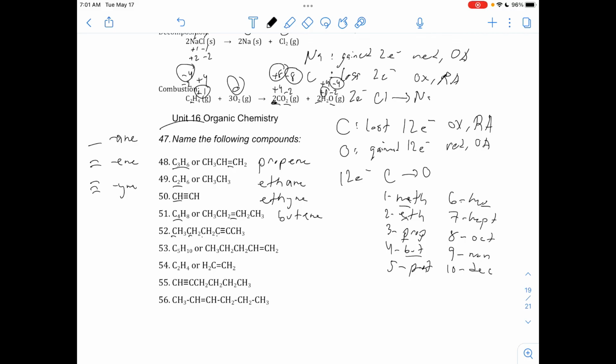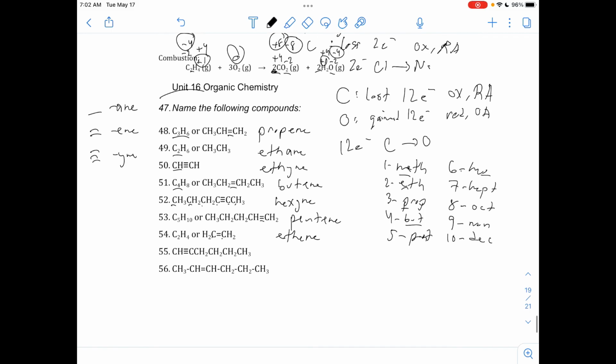Okay, next one is 1, 2, 3, 4, 5, 6, so hex, and then a triple bond is hexyne. Next one is 5 carbons, so pent, and it's a double bond, so pentene. Next one, 2 carbons, eth, and then a double bond is ethene.